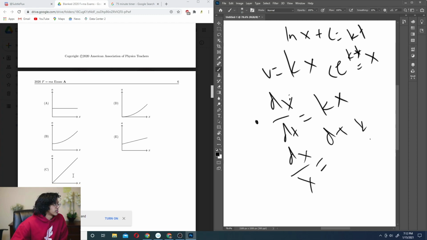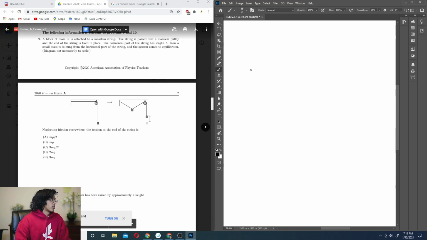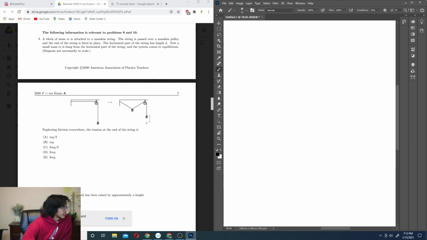Alright, 9. A block of mass m is attached to a massless string. The string is passed over a massless pulley, and the end is fixed in place. The horizontal part has length L, and then essentially you hang something here. The tension at the end of the string, okay.